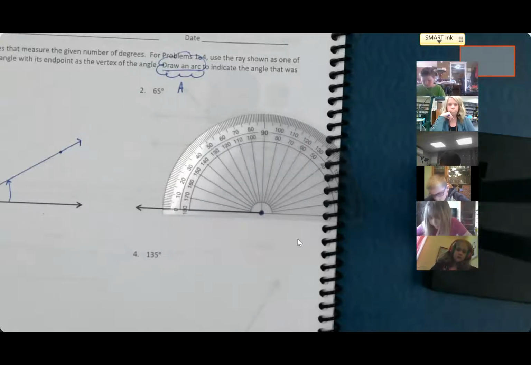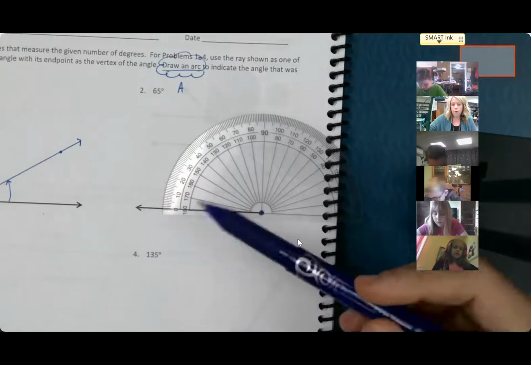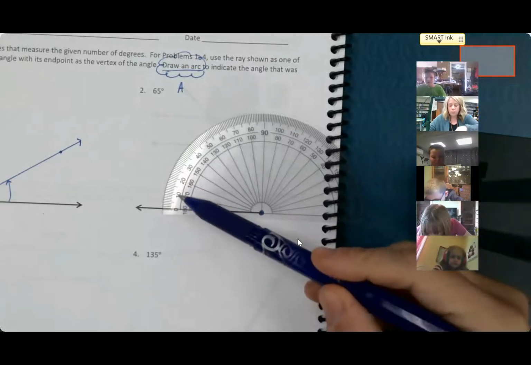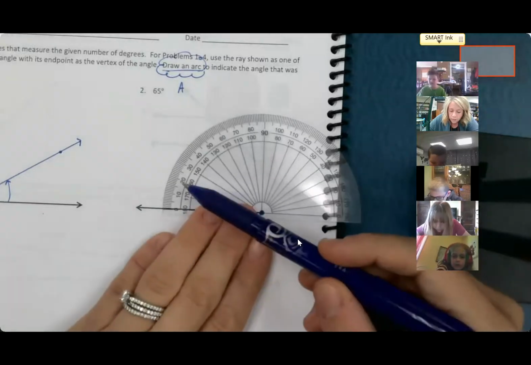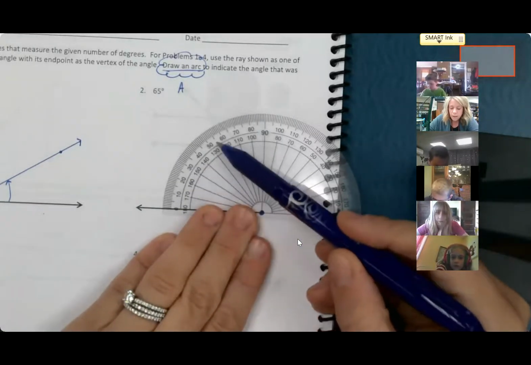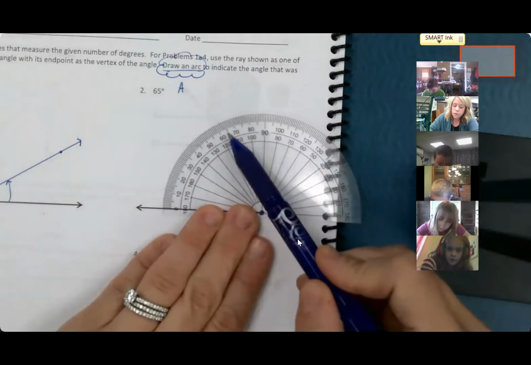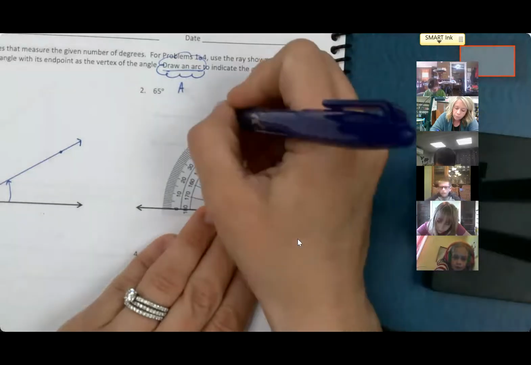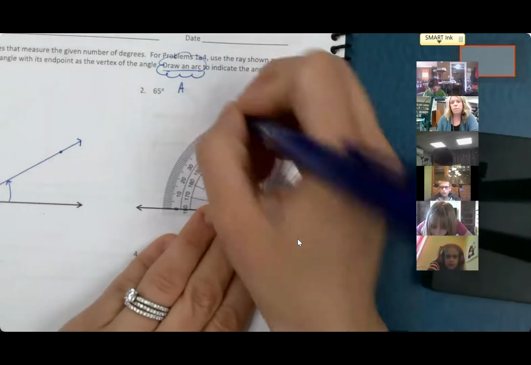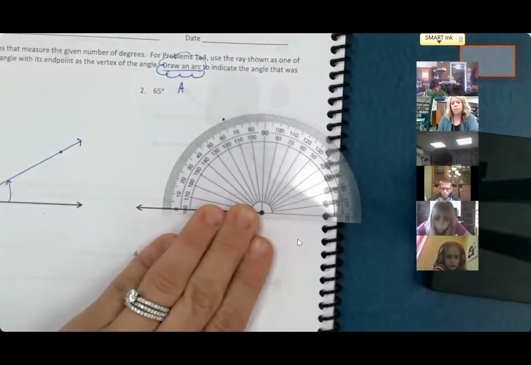What number's on the bottom here? 180. Do we start measuring with the number 180? No, I meant the top. The top. So we're going to look at the top row where the 0 is. I'm going to scan the whole way up till I find 60. And here's 70. The measure is 65. So that's what this longer tick mark is in the middle. So I'm going to put my point in between 60 and 70, right at 65.